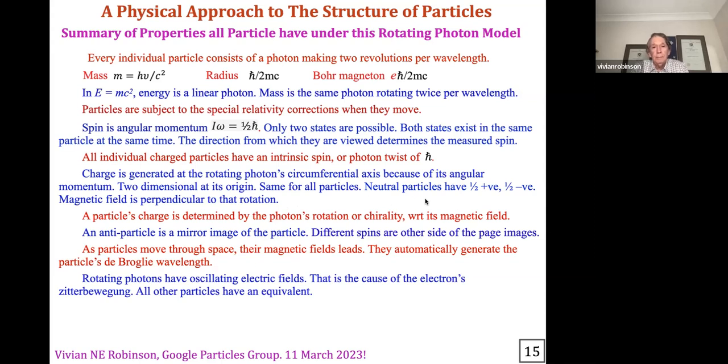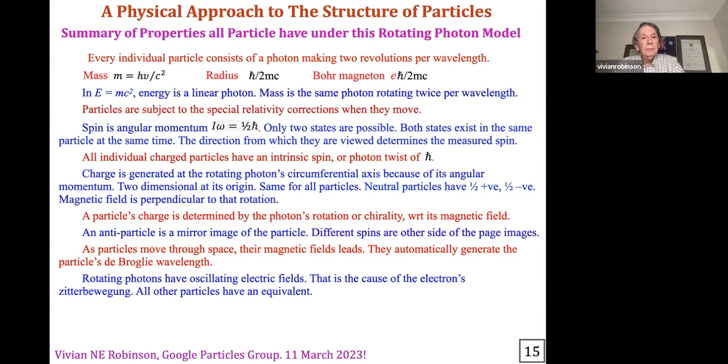Neutral particles have a plus half and minus half charge. The magnetic field is perpendicular to that plane. A particle's charge is determined by the photon's rotational chirality with respect to its magnetic field. An antiparticle is a mirror image of a particle. Different spins are just other sides of the page image of the same particle. As the particles move through space, their magnetic field leads, and they automatically generate the particle's de Broglie wavelength. Rotating photons have oscillating electric fields. That is the cause of the electron zitterbewegung, and all other particles have equivalent oscillations.